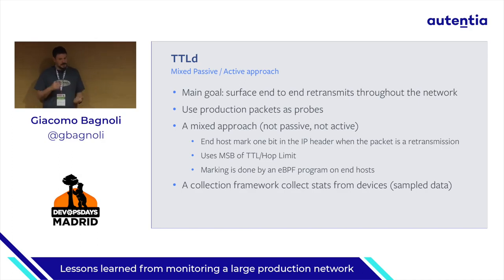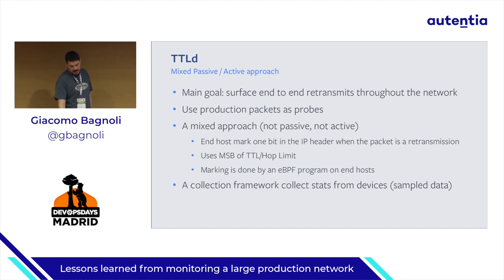We mark, every time there is a retransmission in a host, we have an eBPF. If you're familiar with the extended Berkeley Packet Filter in the Linux kernel, it is a framework to hook into the kernel and inject code into the kernel, basically. So we use that to mark a bit into the IP packet every time there is a retransmission. We use, unsurprisingly, the most significant bit of the TTL, and we can do it because we own the devices, so we configure all the devices not to have 256, but to use 127.